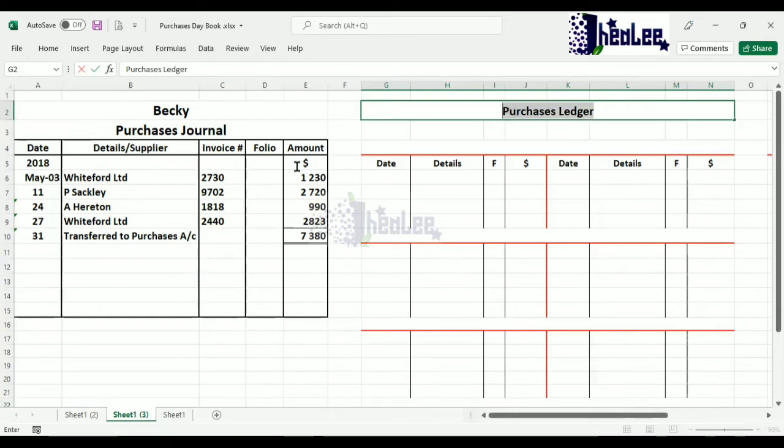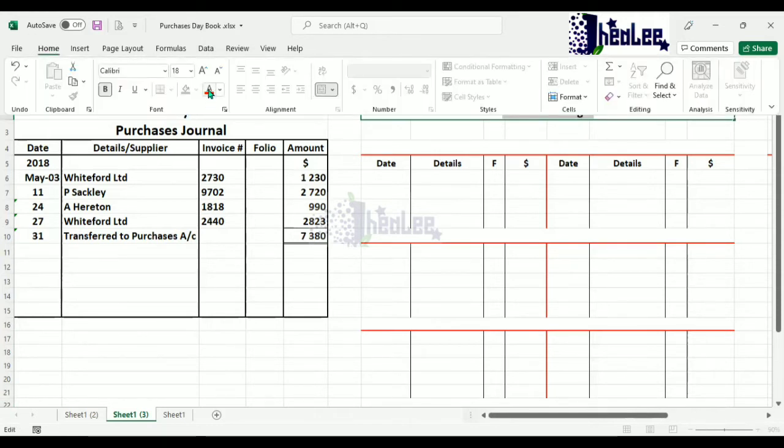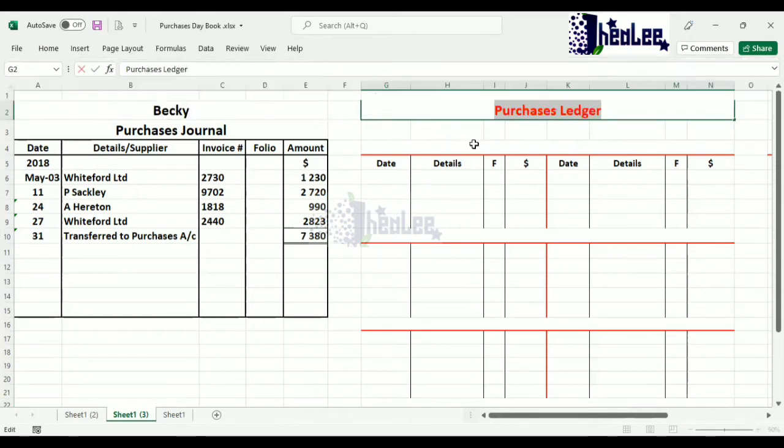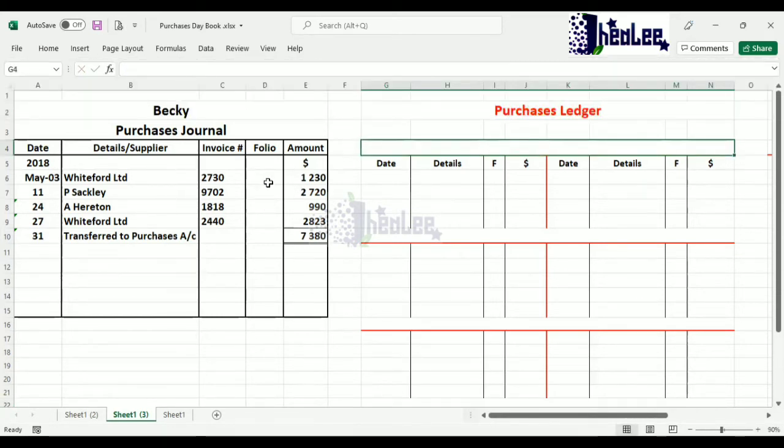Now, within the purchases ledger, we have the different accounts payable accounts. And from the purchases journal, basically, we're seeing that we have Whiteford Limited as a supplier. We have P. Sackley. We have A. Ayrton. So we need accounts for each of those individuals. So the first one is Whiteford Limited, and putting on the A/C right there to indicate account.